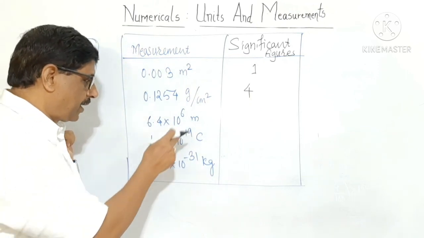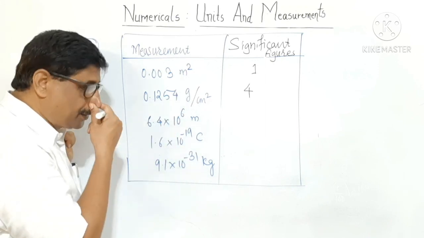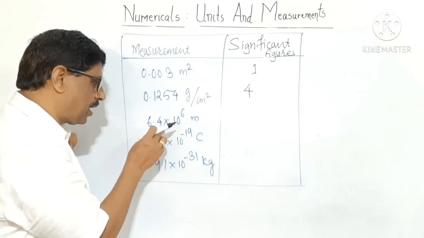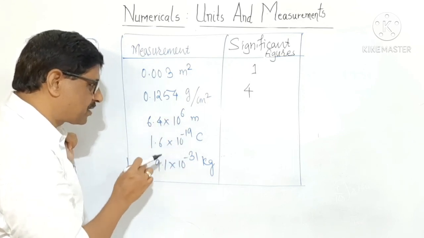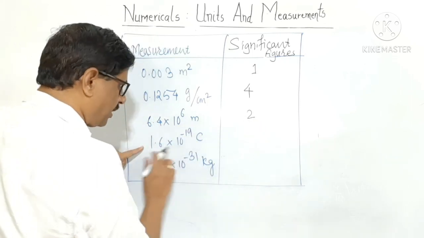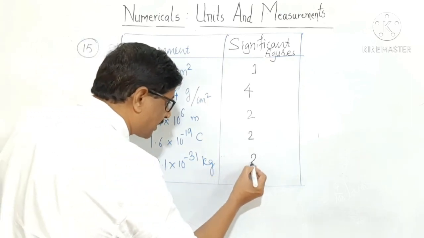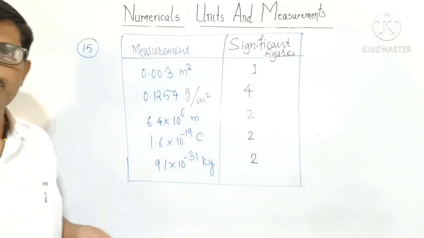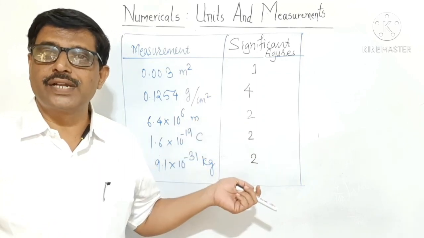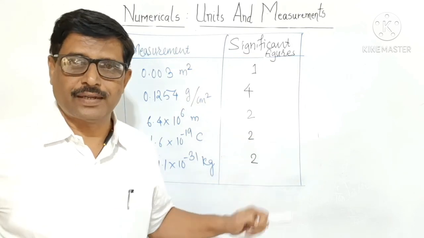Now in all the three, only one rule is to be applied, that is, the power of 10 is not significant, and otherwise all the non-zeros are significant. Therefore in this case significant figures are 2. Here also the significant figures are 2. Here also the significant figures are 2. So this is the problem, which is very easy, to determine the number of significant figure digits in the measurement.